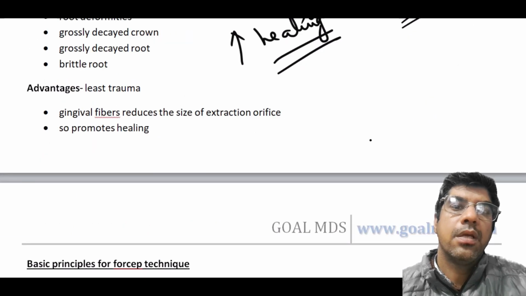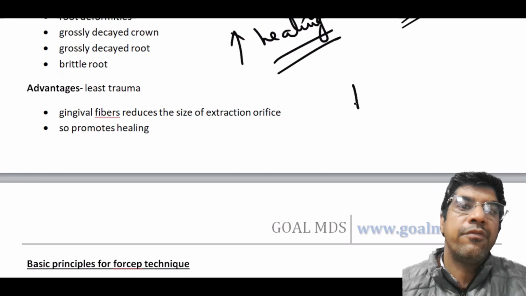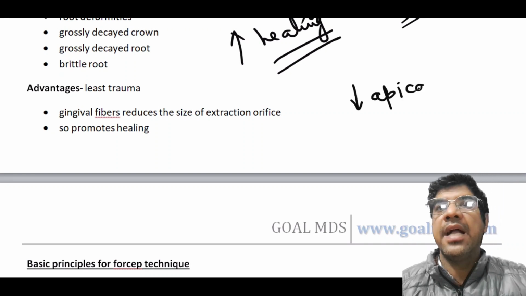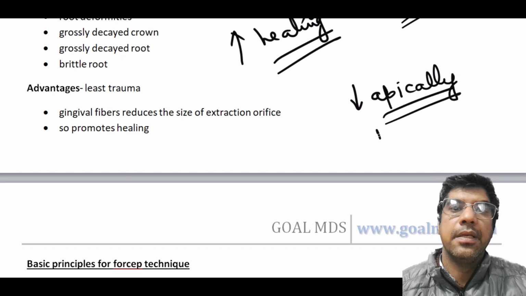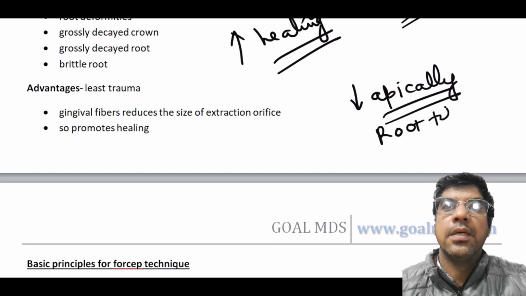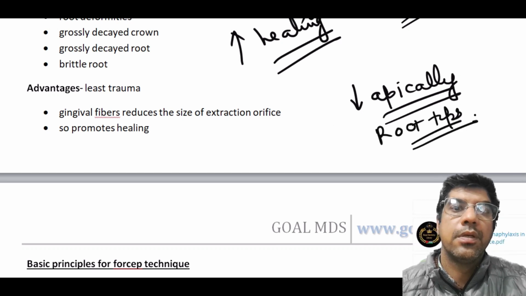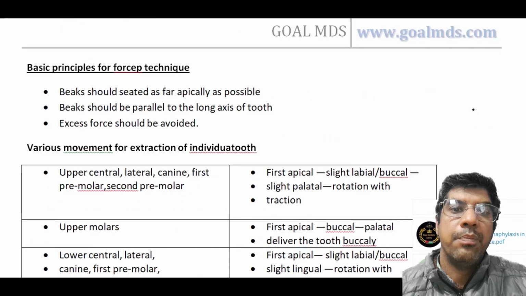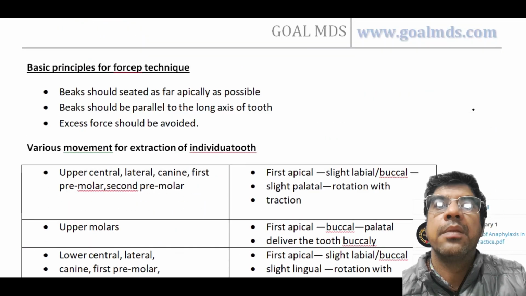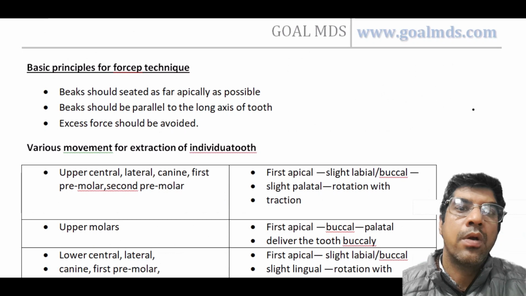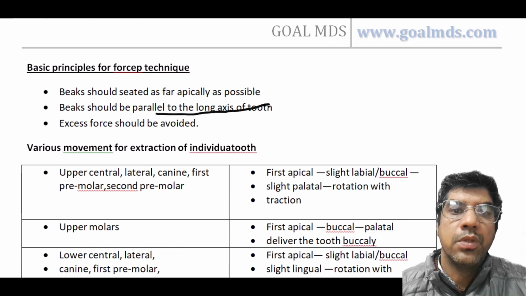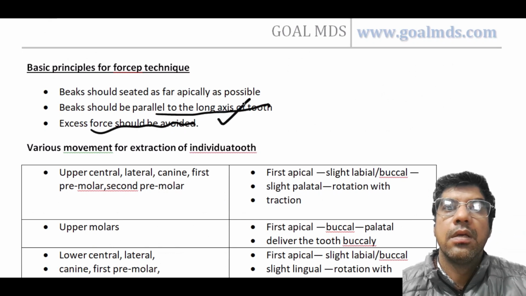Remember that the beak of the forceps should be seated as far apically toward the root tip as possible. The beak should be parallel to the long axis of the tooth, and excessive force should be avoided.